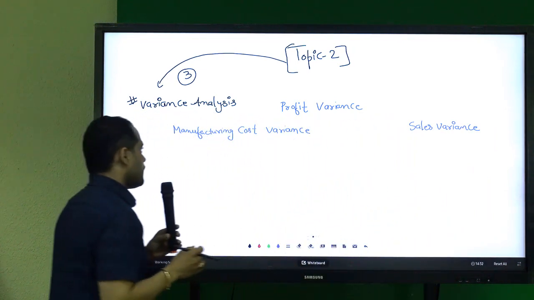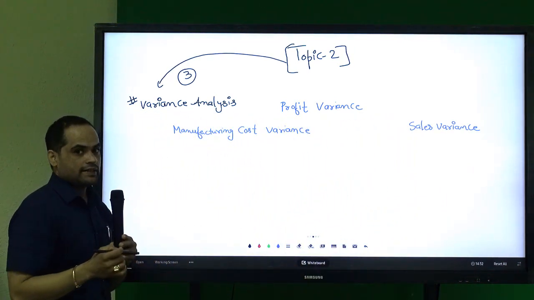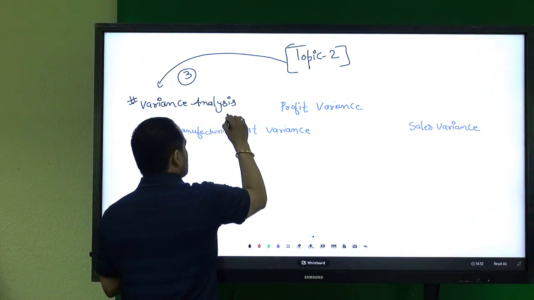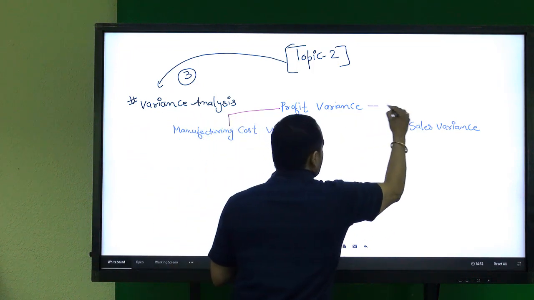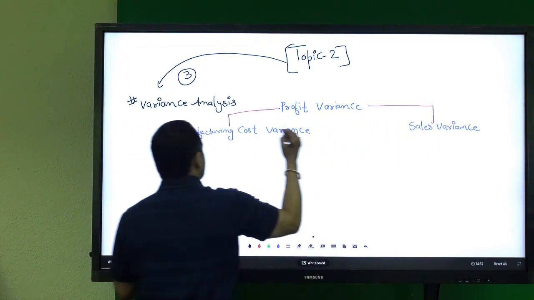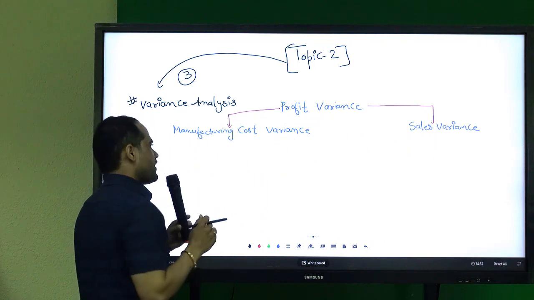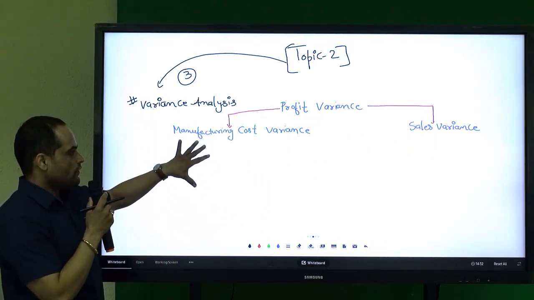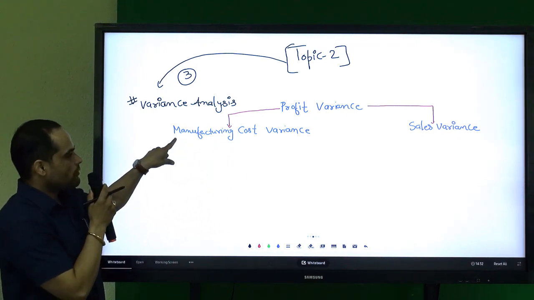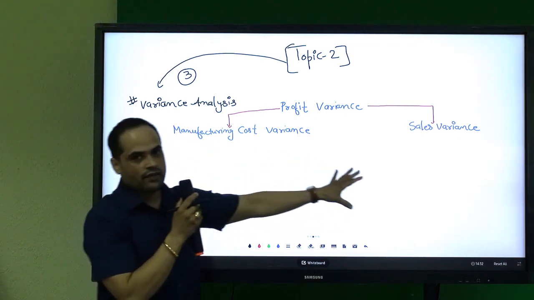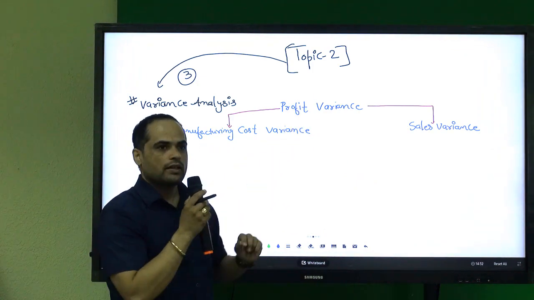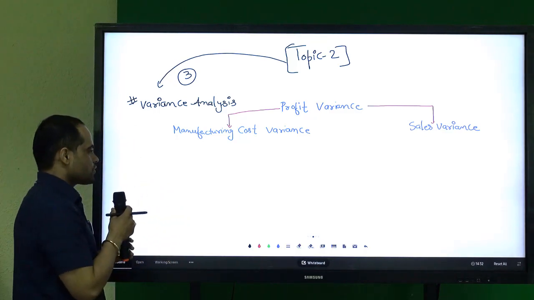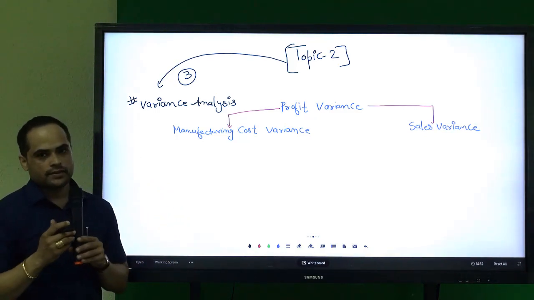So we have manufacturing cost variance and the sales variance. The difference between them is the profit variance. Whatever we do here will give us information about cost variance, sales variance, and this minus this is the profit variance, right? So let's start with the manufacturing cost variance.